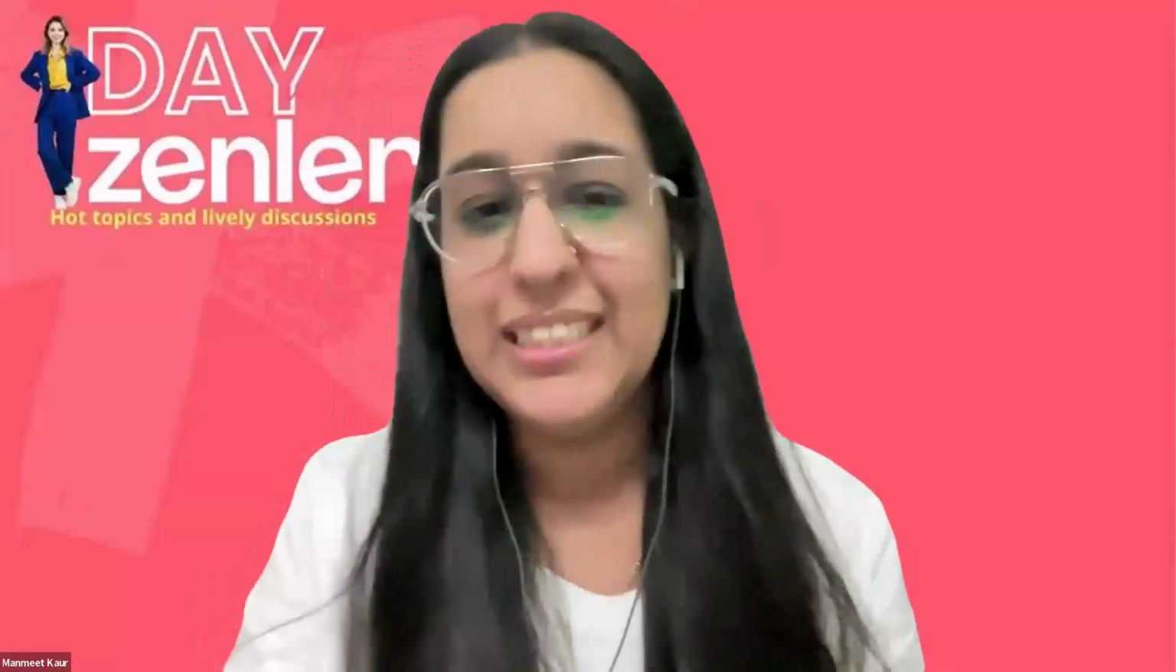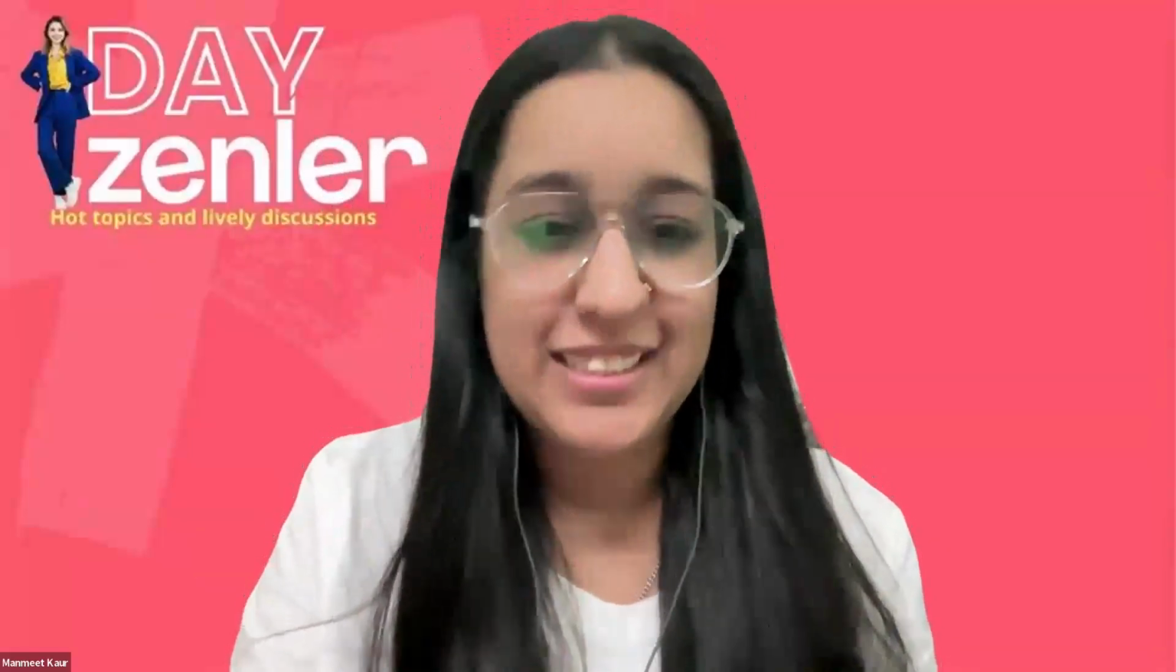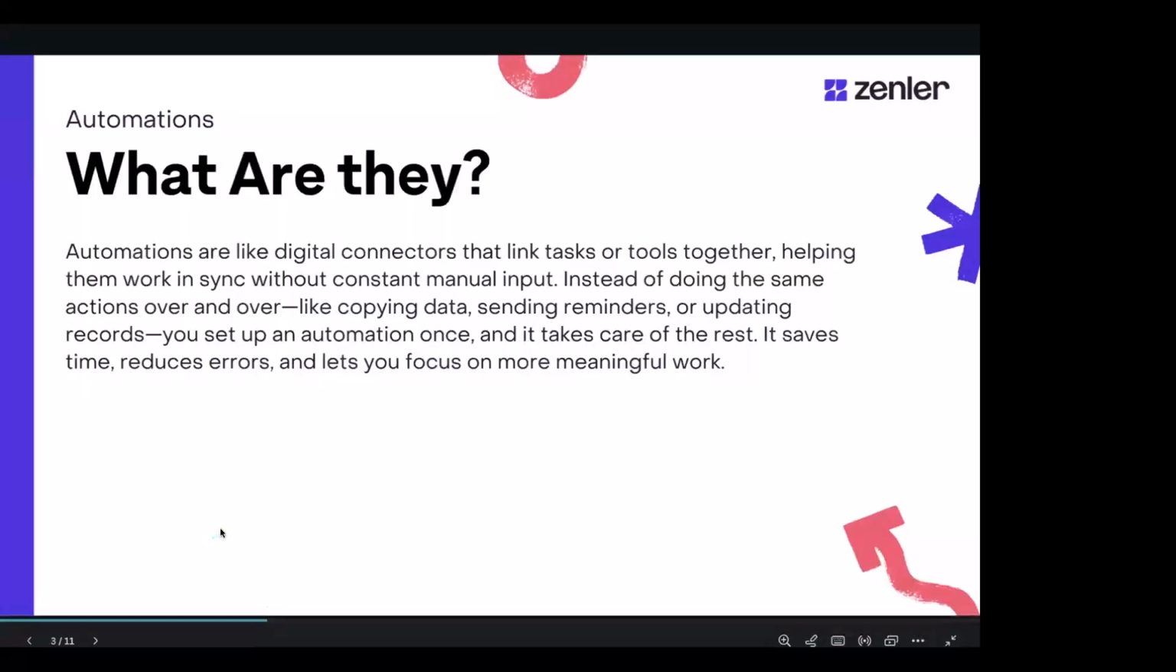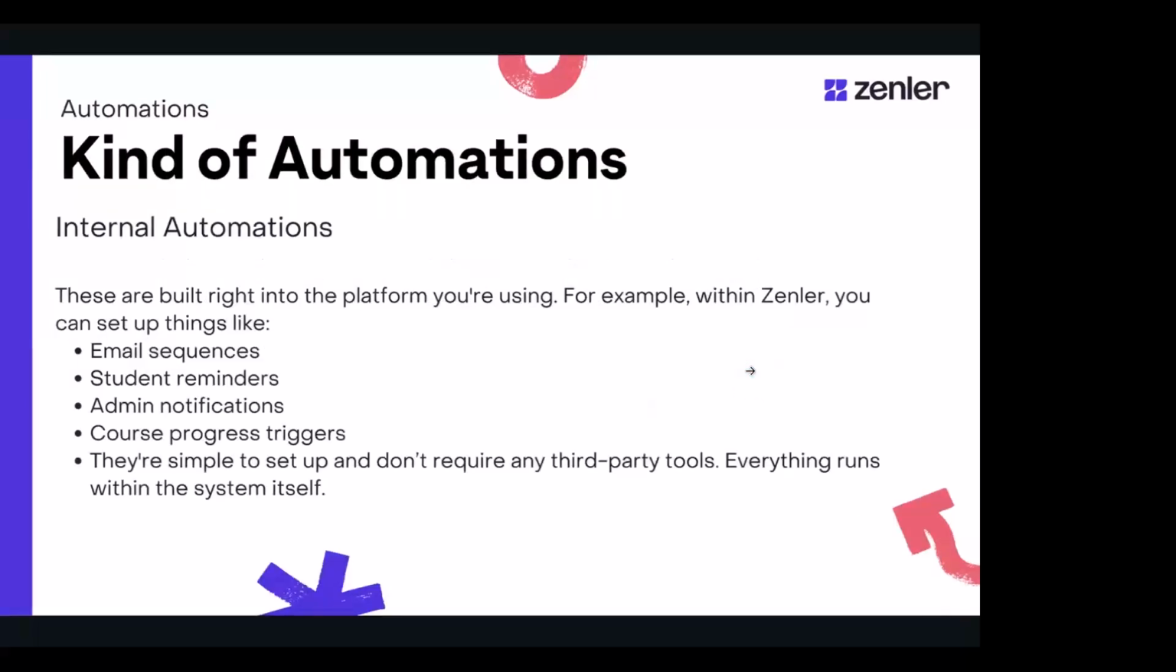It's live. All right. And that is how, like we were discussing, you use automations to be able to set up everything automatically to remove the clutter of doing it all over again. And it saves time, reduces errors, and lets you focus on meaningful work. What are the kinds of automations we have?